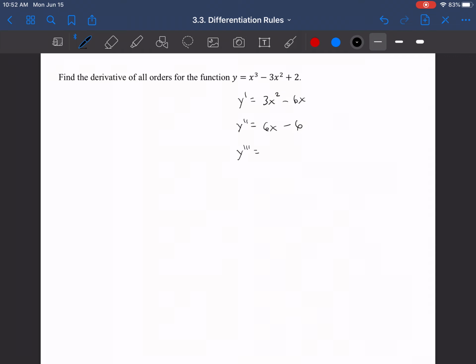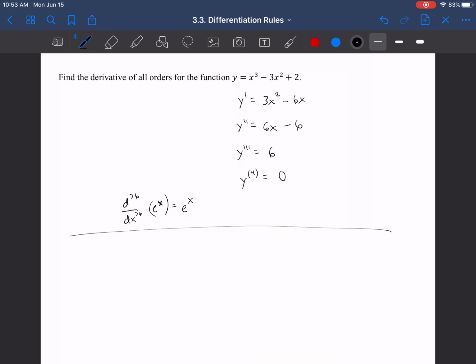Y triple prime, the third derivative. Derivative of 6x is 6. Derivative of negative 6 is 0. And then the fourth derivative is just derivative of 6 is 0. All right? And you can go on so and so forth just like that doing these derivatives. And again, for example, like that e to the x, say you were asked for the 76th derivative, d to the 76 dx to the 76 of e to the x, that's going to be easy. That's just e to the x. Okay? So just go ahead and be careful with that.